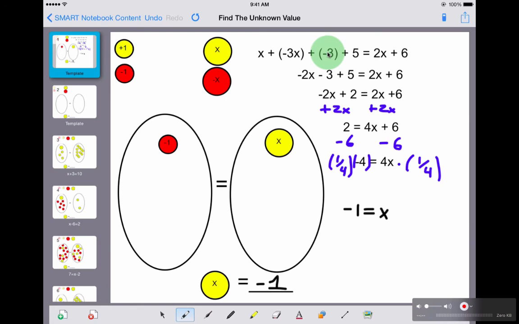minus 3, which is now -1. -1 plus 5 is +4. Okay, so if x were -1, the left-hand side would be 4. 2 times -1 is -2. -2 plus 6 is 4. Holy cow. If x were equal to -1, the left-hand side of this equation would be 4. The right-hand side of the equation would be 4. We'd have a true statement. This is the solution to our equation.